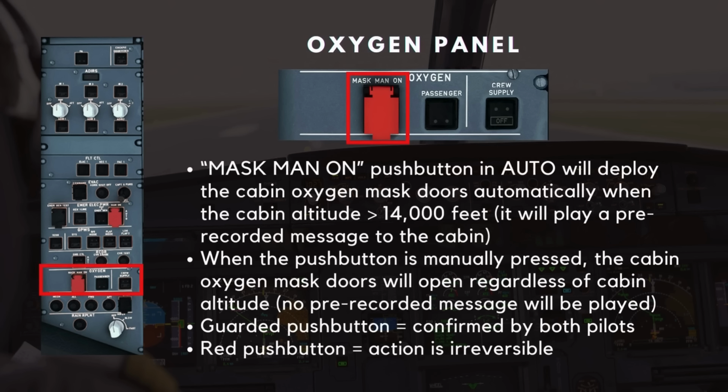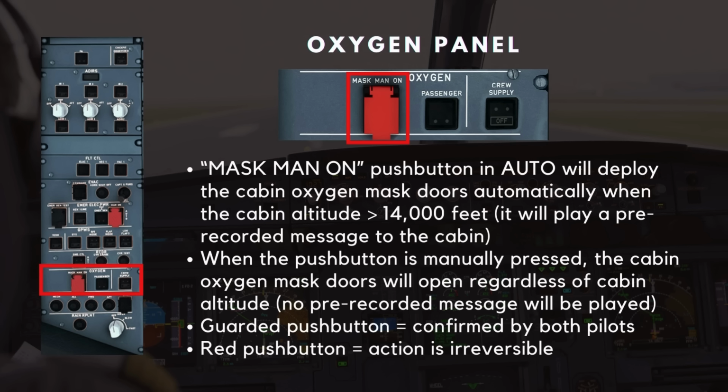The next section is the oxygen panel. This has some simple controls for both the passenger oxygen system as well as the flight deck oxygen. The red-guarded Mask Man On push button in its default automatic position will deploy the cabin oxygen mask doors automatically when the cabin altitude exceeds 14,000 feet. In this case, it will also play a pre-recorded message to the cabin.